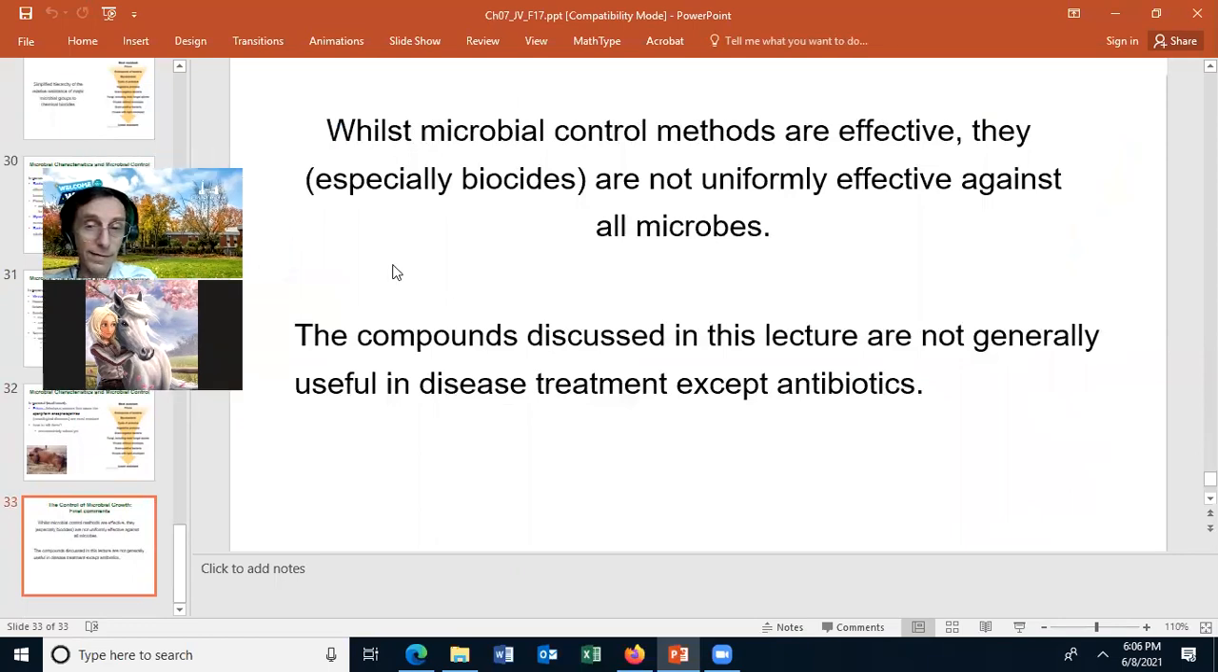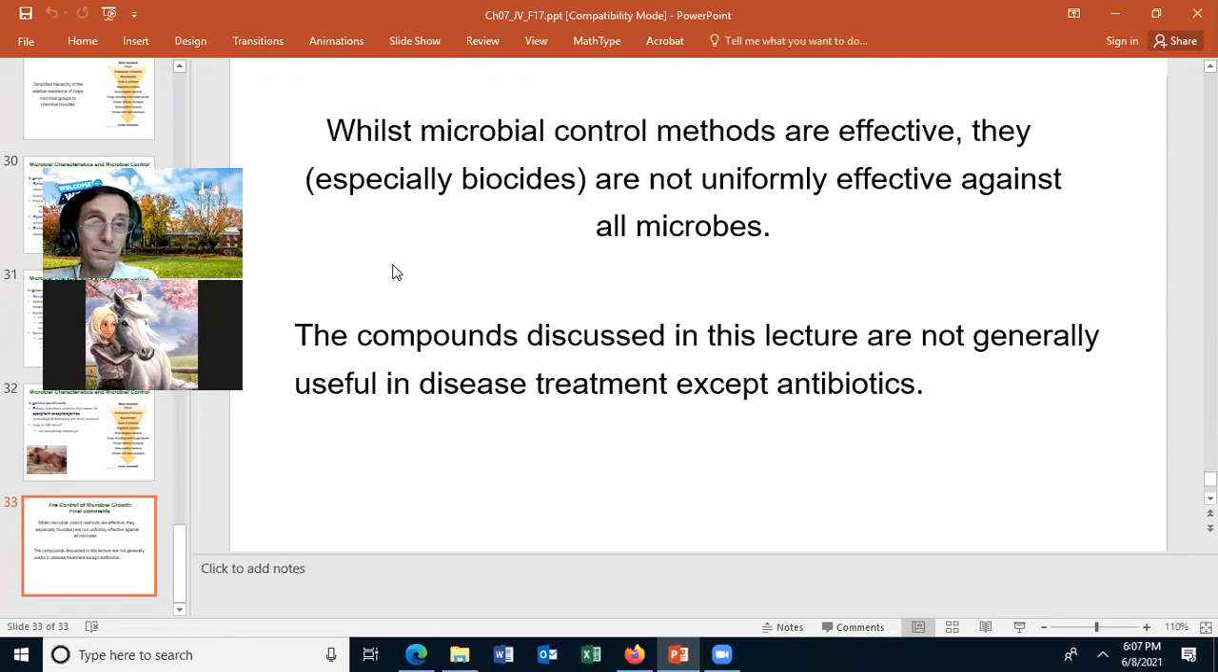All right, this is our last topic. While microbial control methods are effective, they, especially the biocides, are not uniformly effective against all microbes. So you may have to switch which biocide you're using on which species of microbe. The compounds discussed in this lecture are generally not useful in disease treatment except for the antibiotics we discussed. Any questions about any of that?